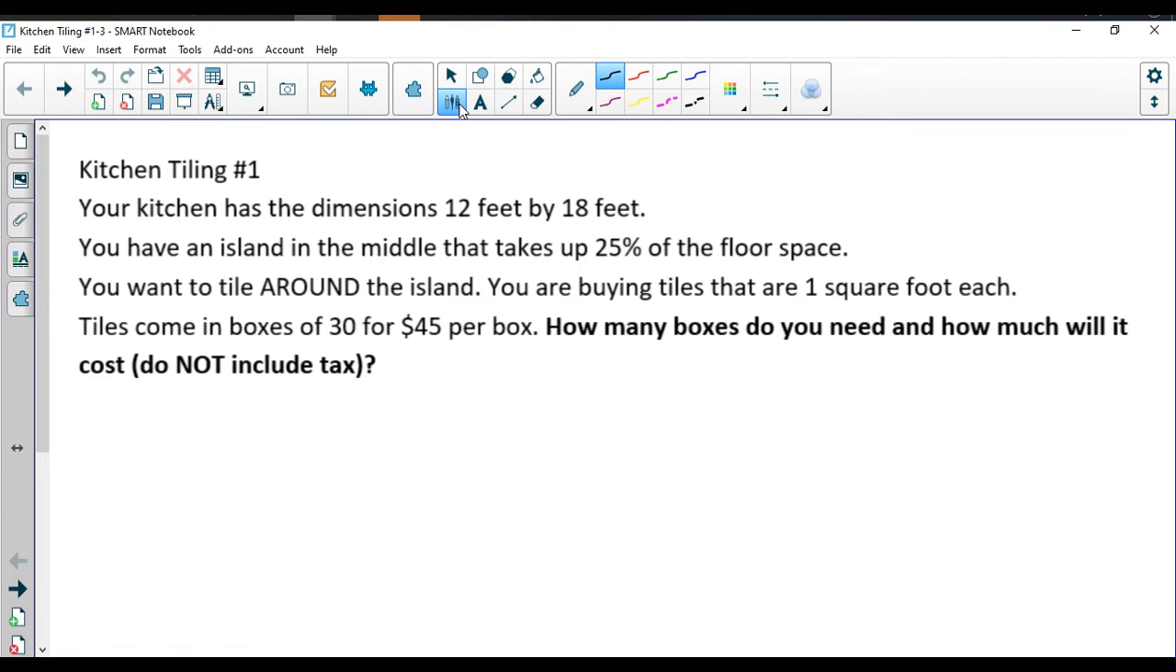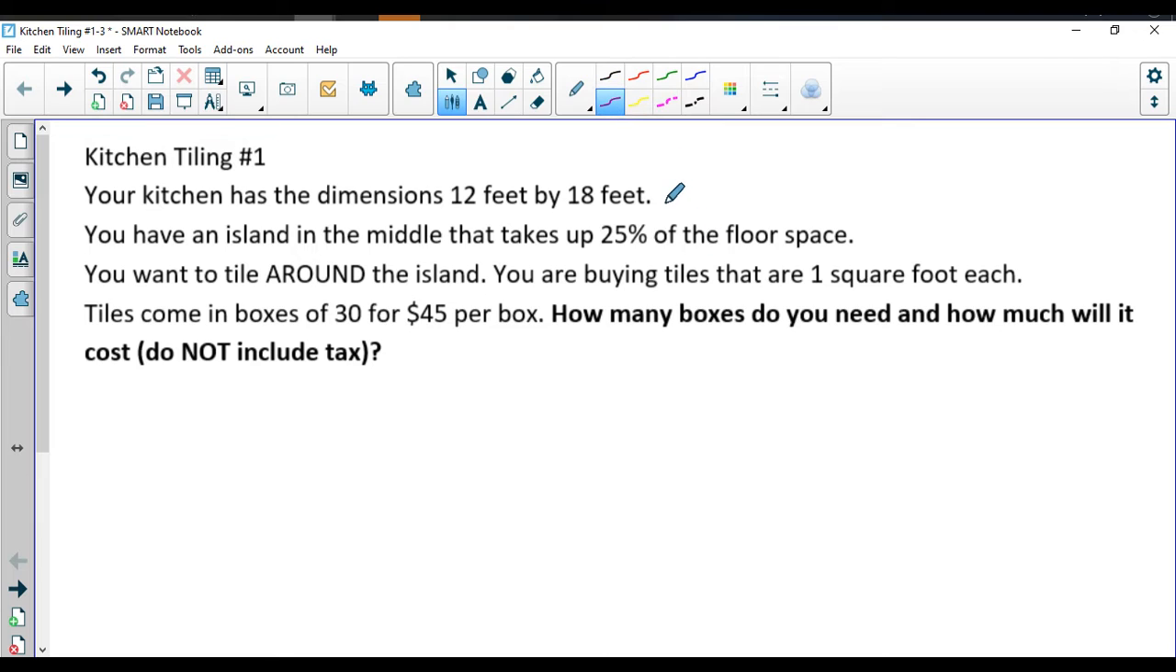Your kitchen has dimensions 12 feet by 18 feet, so it's just rectangular here. You have an island in the middle that takes up 25% of the floor space. You are going to tile around the island. So we're not going to actually lift up the island. Imagine it's built into the ground. You're buying tiles that are 1 square foot each. The tiles come in boxes of 30 and they cost $45 per box. So how many boxes do we need and how much will it cost?